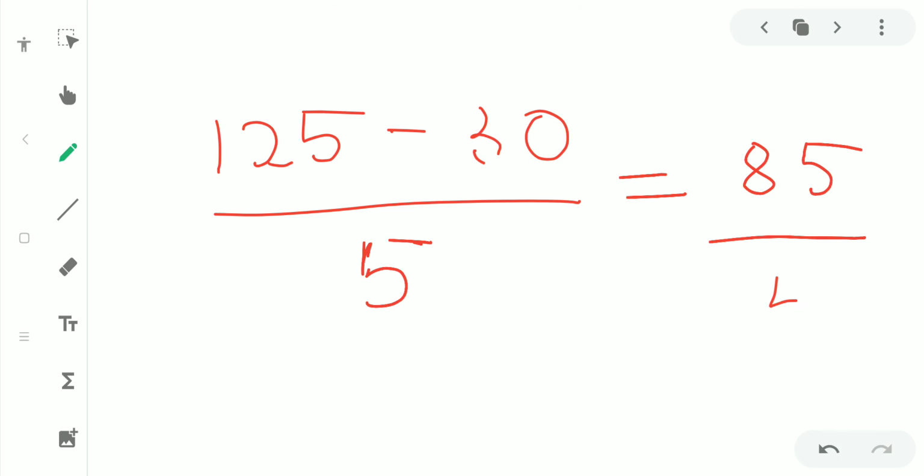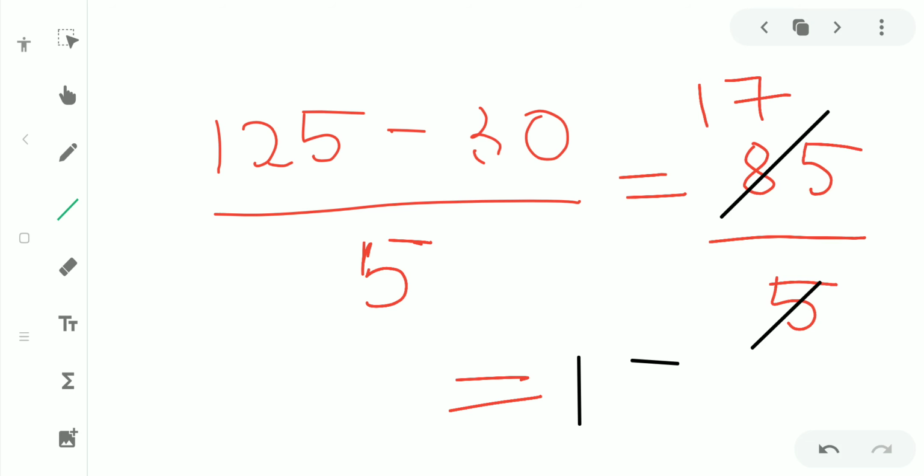Divided by 5, you will have 5 ones are 5, and 35, you are having 17. So your final answer will be 17. So this will be your final answer.